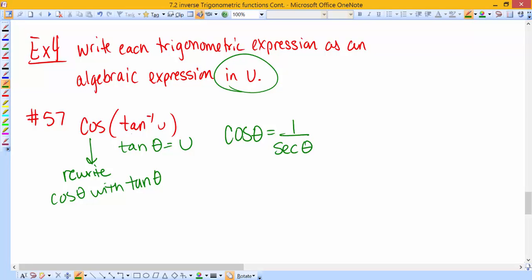Now look at those Pythagorean identities. And this, you guys, is a reciprocal identity that we went over in chapter 6. So reference that. Look for that right now on the back of your unit circle. It should be there.